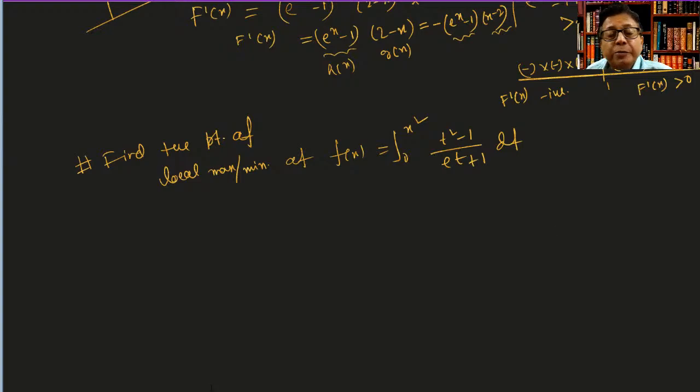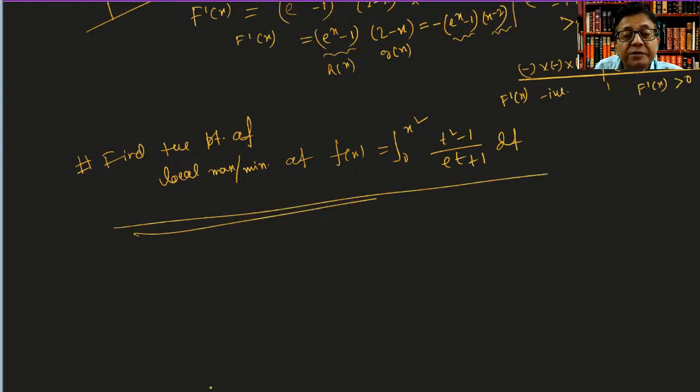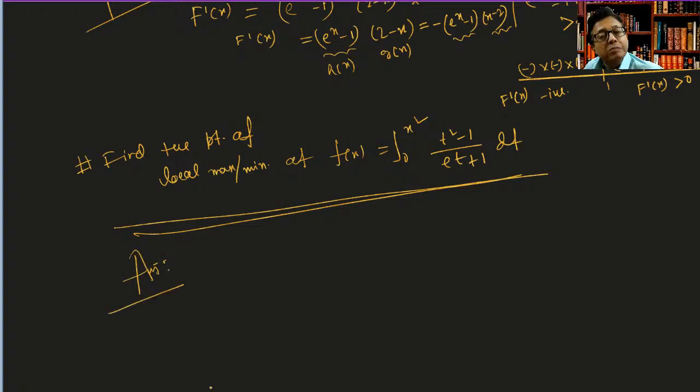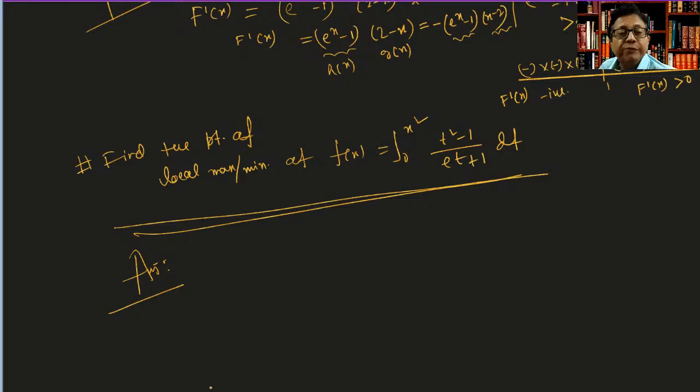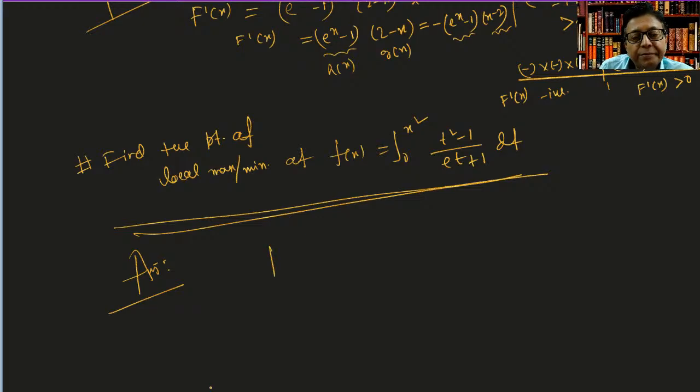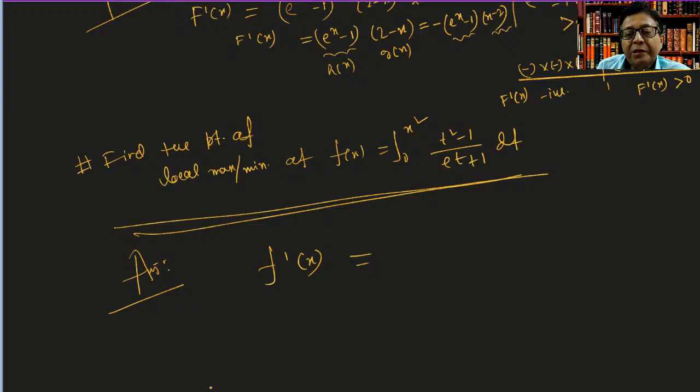Find the point of local maxima and minima for this function. How to? Find the point of local maxima and minima for this function. Lower part again constant, so this part will not consider. F dash x will be replace 3 by x square into 2x. Hope you have understood.